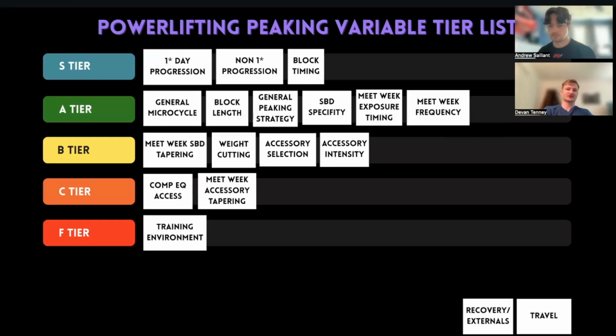And the final two also kind of go hand in hand, whereas travel is going to be partially due to external variables, or partially classified as an external variable. So I think if we're talking generally the recovery and externals, I think this is pretty damn important.